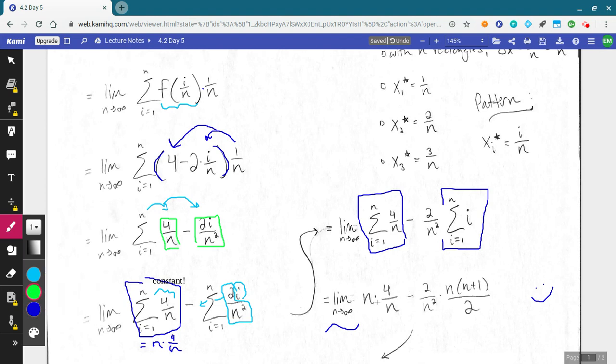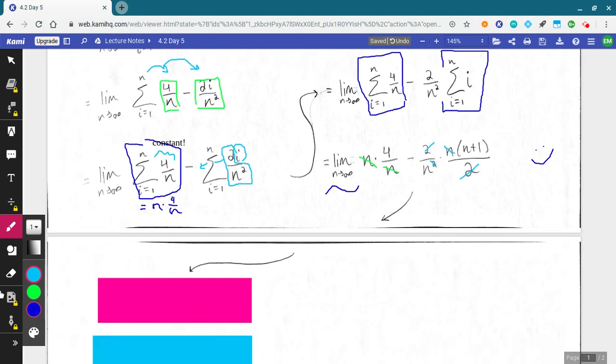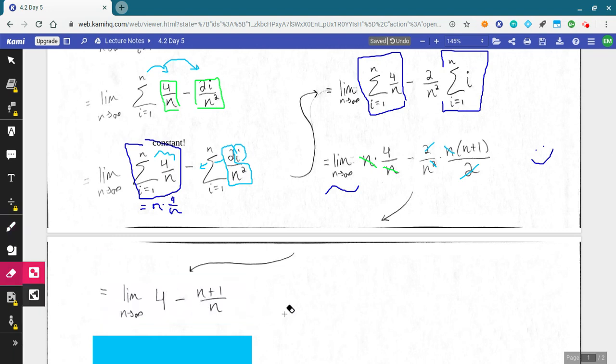Well, over on the left, these n's happily cancel. Over on the right, 2's will cancel. Everything's multiplied and divided. And let's see, one of these n's will cancel with the n up top. And so simplifying down, we are left with 4 minus (n plus 1) over n.